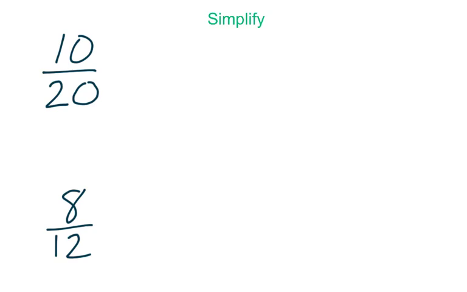Let's go ahead and start with 10/20. I notice that both of these are even, so I'm going to divide by 2. When I do that, I get 5/10. Now, I might think to myself that I'm all done, but I really need to go through all of my steps to identify if I'm all done.